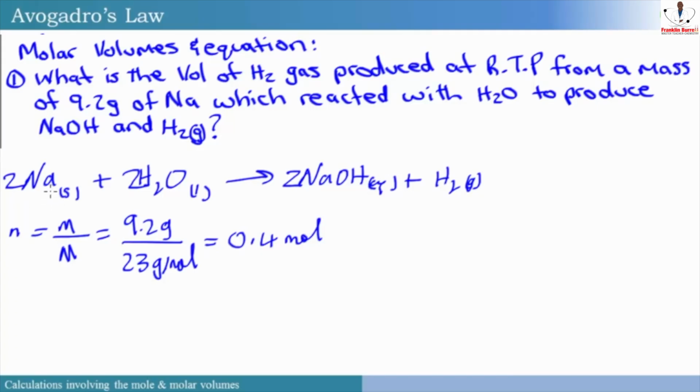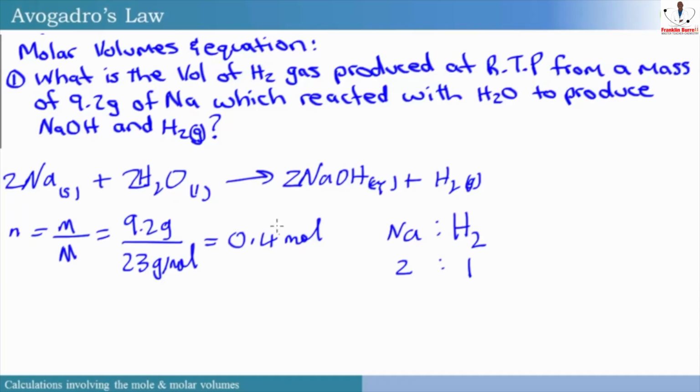How can we find the moles of hydrogen? We're going to use the mole ratio, which we must state. Remember, so now we say Na to H2 is 2 to 1. Now this is a ratio. A ratio of 2 to 1 is the same thing as 2 over 1. So whatever the moles of sodium is, the moles of H2 is half that value.